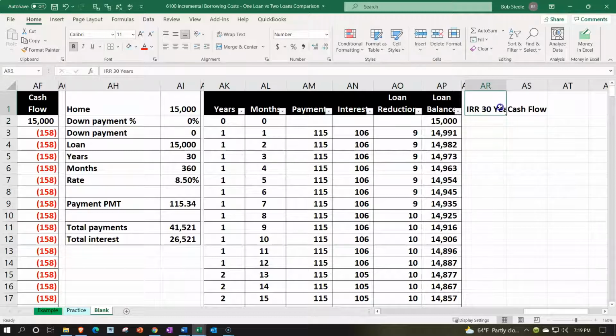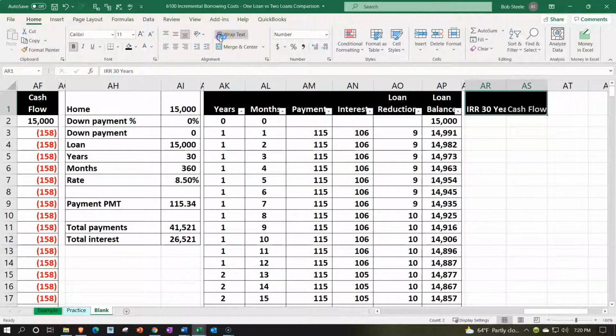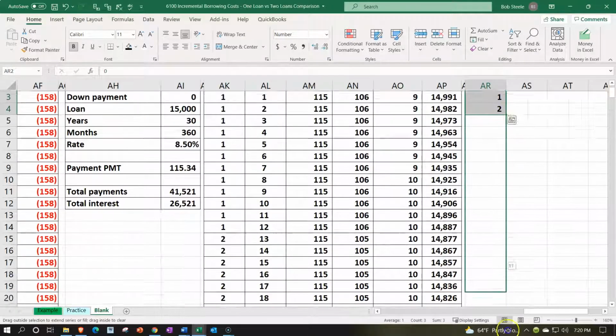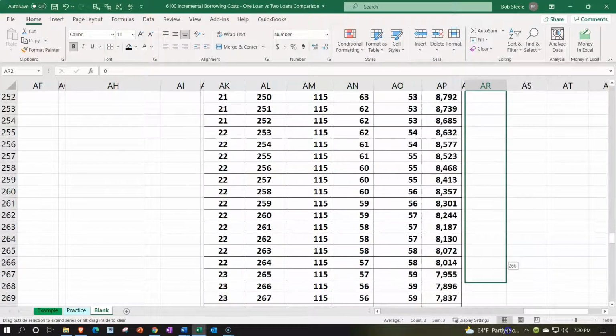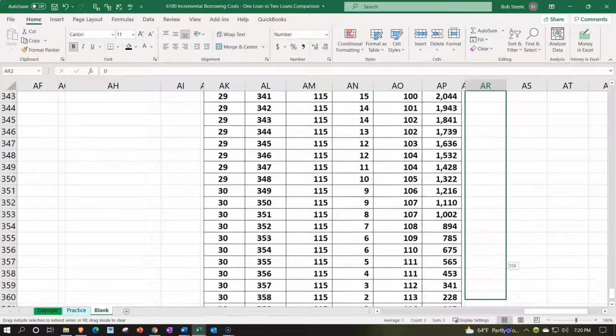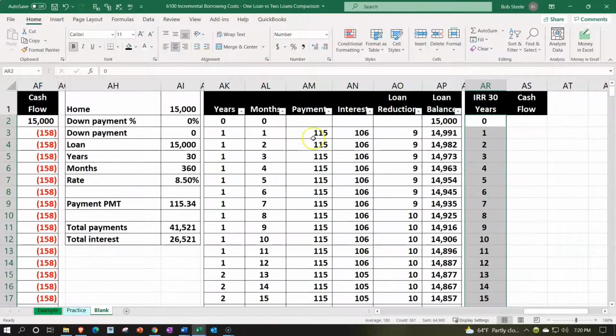Let's go ahead and make that our header formatting, which is black and white, and then we're going to wrap it and center it like so. And then we're going to say this is going to be 0, 1, 2, bringing that all the way down to the 360 with the fill handle. Drag the fill handle all the way down, 360 payments, because that's 30 times 12, centering it, alignment and center. So there we have it.